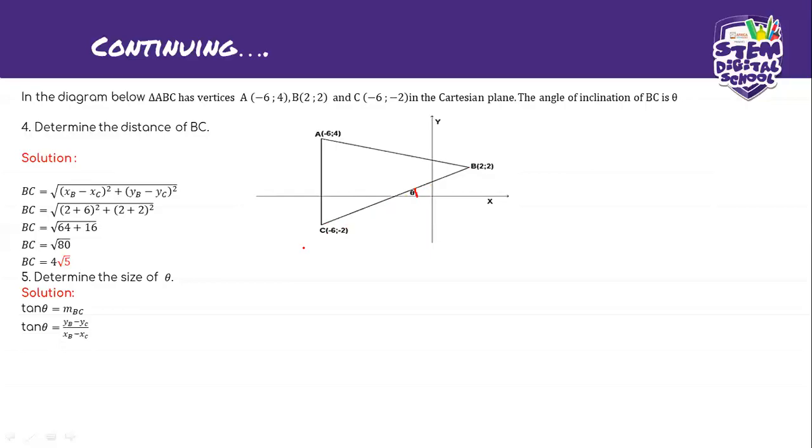Then here we have the gradient. We substitute the values that we see. Our gradient is 1/2, and therefore we are going to take inverse tan on both sides so that we have theta equals 26.565 degrees. You just press your calculator: shift tan 1/2.